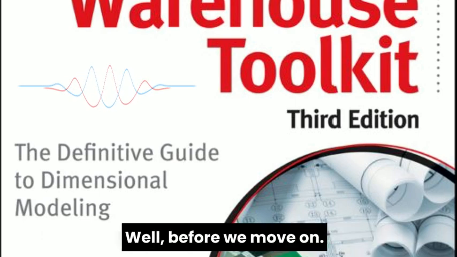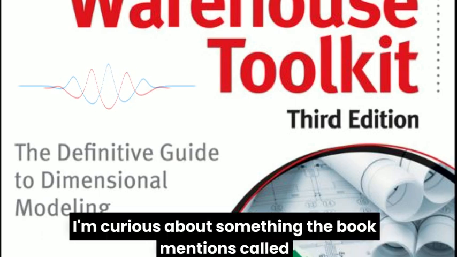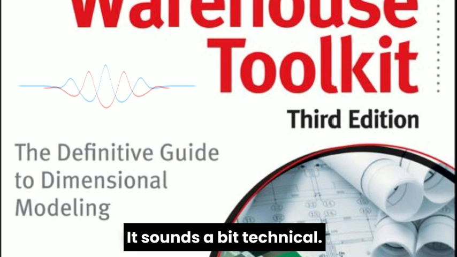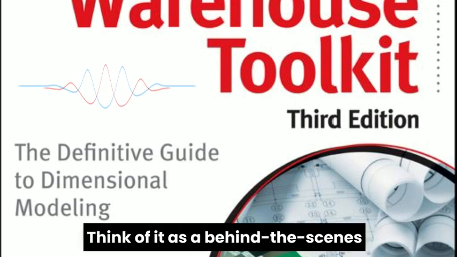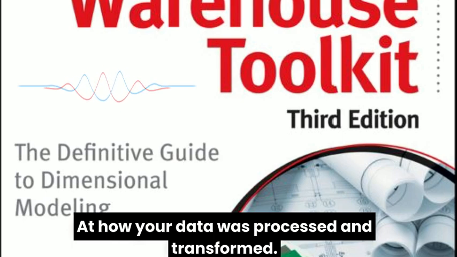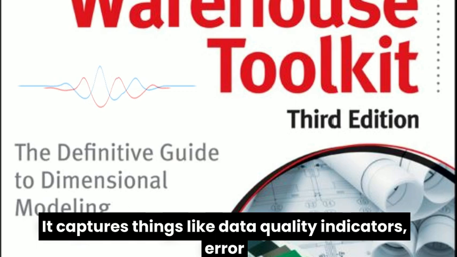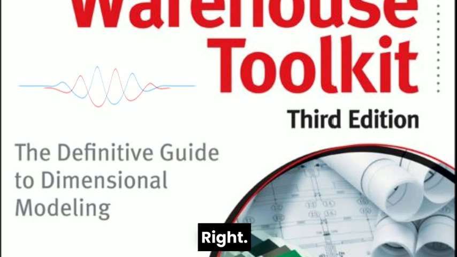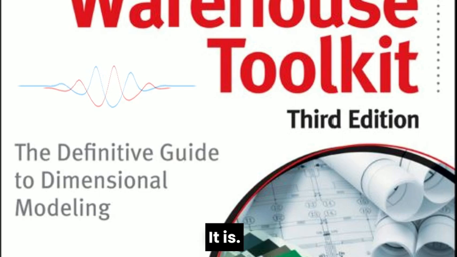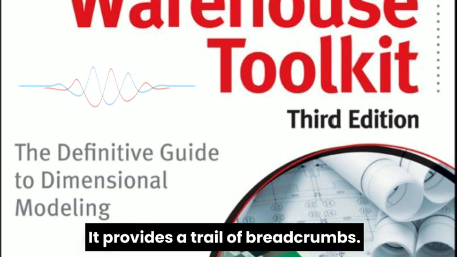All right, well, before we move on, I'm curious about something the book mentions called an audit dimension. Oh, yes, that's an interesting one. It sounds a bit technical. I'm wondering what its purpose is. Think of it as a behind-the-scenes look at how your data was processed and transformed. It captures things like data quality indicators, error flags, even the version of the logic used for calculations. So it's like a logbook that tracks the data's journey. Exactly. It provides a trail of breadcrumbs.